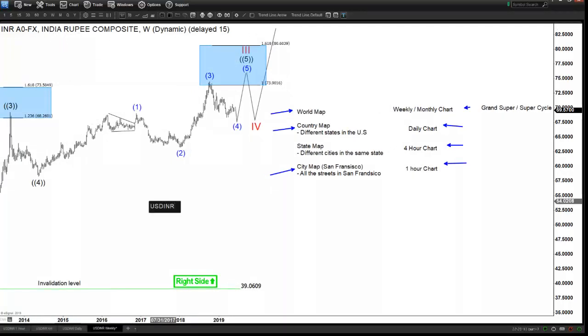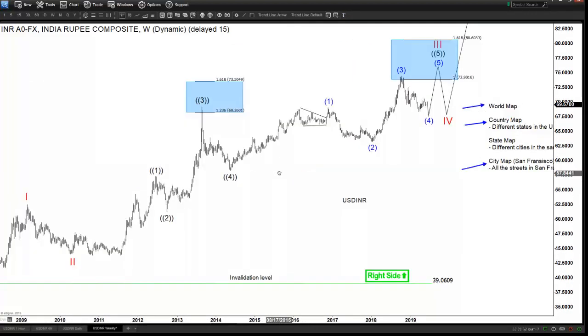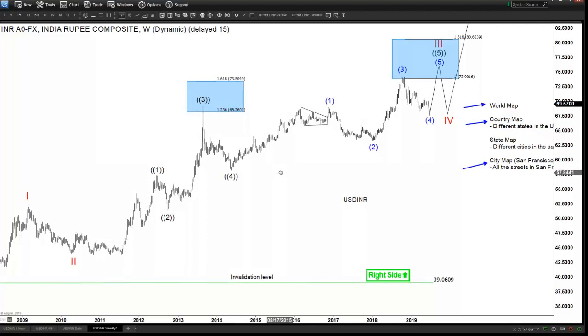Now that's a different story, Wolfgang. We're going to go there. Wolfgang has a question: how do I know how to label 1, 2, 3, 4, 5, A, B, C, all this? We will talk about that later on.